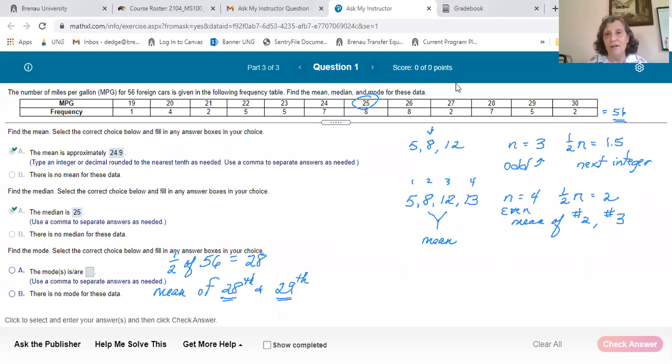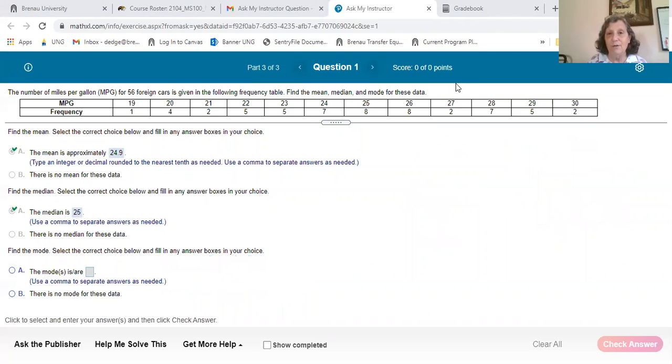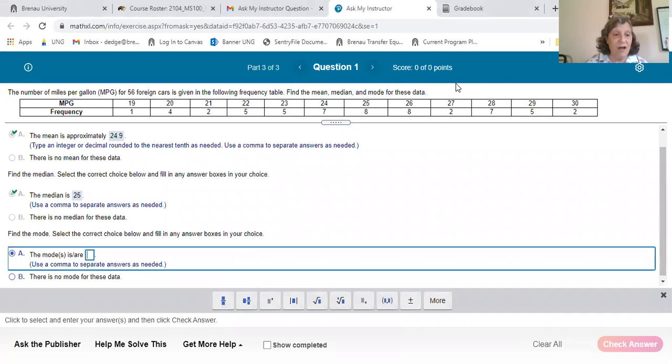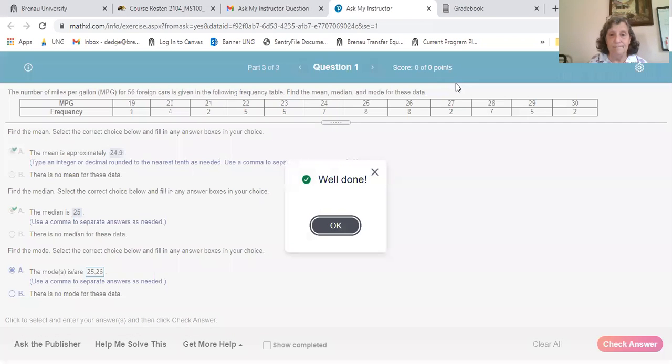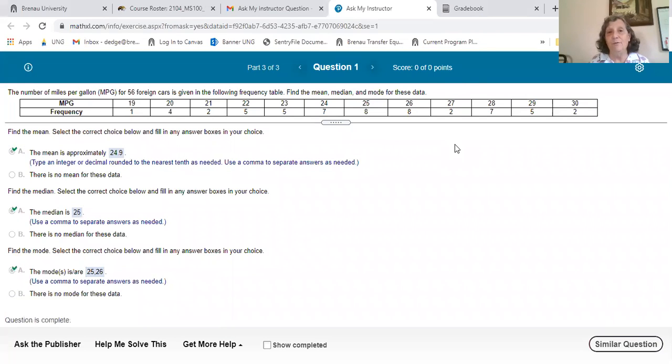Now, as far as the mode, it's really simple, especially if you've got a frequency table. The mode is the number that appears the most often. We have 8 25s and 8 26s because this is a tie. The mode will be tied at 25 and 26. So that's how you get the mean, median, and mode from a frequency table.